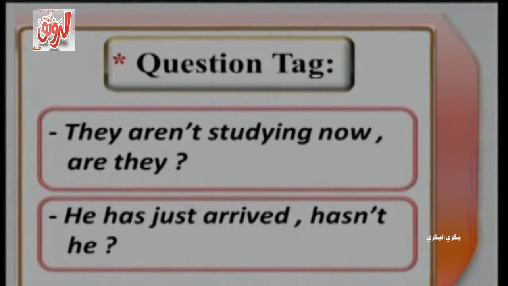He has just arrived, hasn't he? He has just arrived. Affirmative or positive sentence. No negation, no interrogation. So the question tag comes negative. According to the present perfect, he has just arrived, hasn't he? Do the opposite. He hasn't arrived. Has he? And so on.